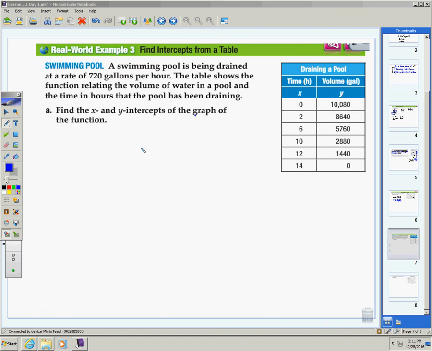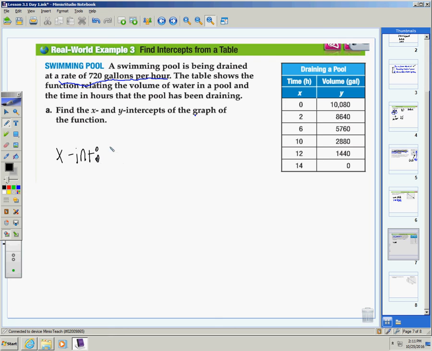Next example, we've got a swimming pool that is being drained at a rate of 720 gallons per hour. The table shows the function relating the volume of water in the pool and the time in hours the pool has been drained. So we want to find the x and y intercepts of the graph of the function. Well, I don't have a graph, I have a table, but we can actually say what the x and y intercepts are without even looking at a graph.